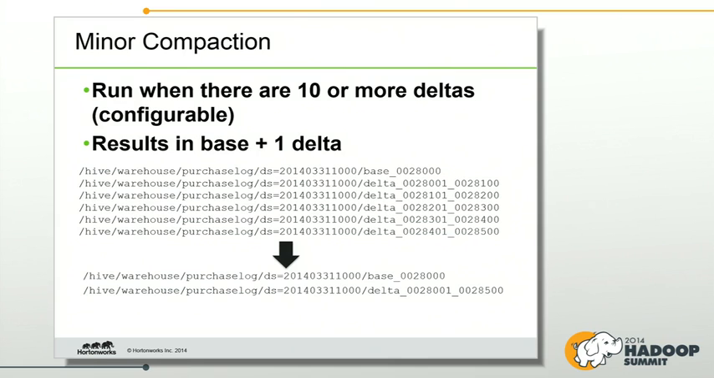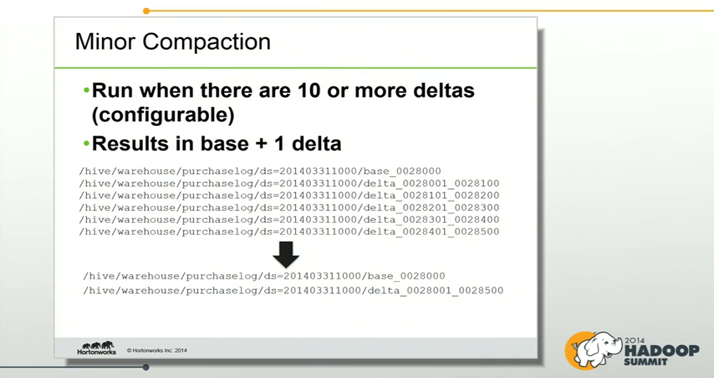So here's an example, really straightforward, of what a minor compaction looks like. In the first example here, you see what your partition looks like after you've written some data to it, done some updates, but you haven't yet compacted it, and then on the bottom there you see what happens after the compaction. So as I said, it's just collapsing these deltas together.